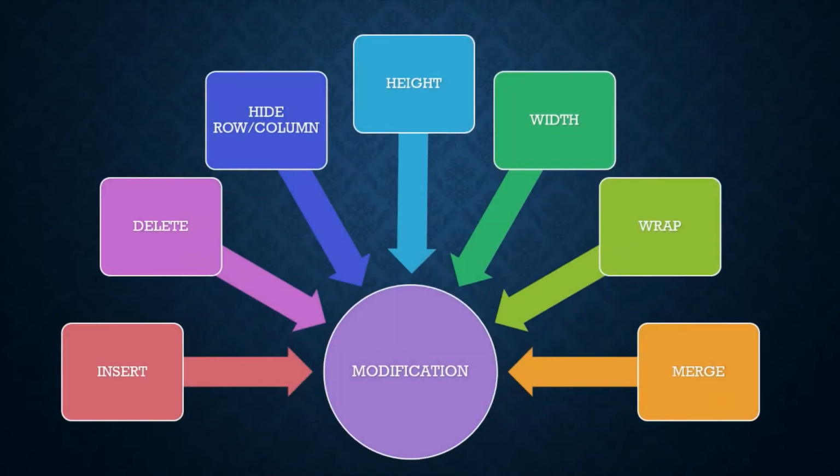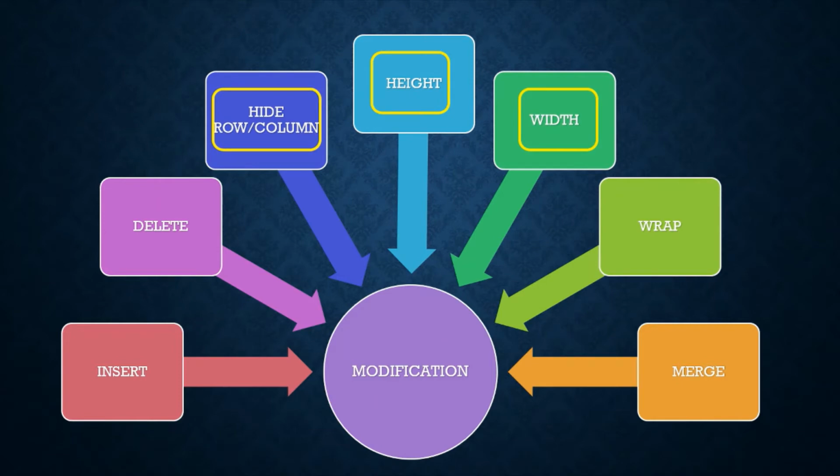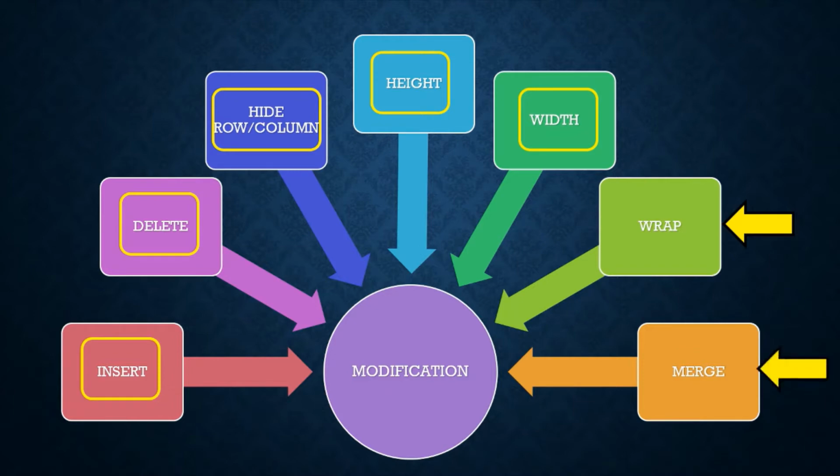Now we have already studied in the modifications how to change the height, how to change the width, how to hide row and column, how to insert row and column, how to delete row and column. Now in today's video, we are going to end up with the modification that are two types of modification, that is wrapping of text and merge of cell. Now what are these? We will see one by one.